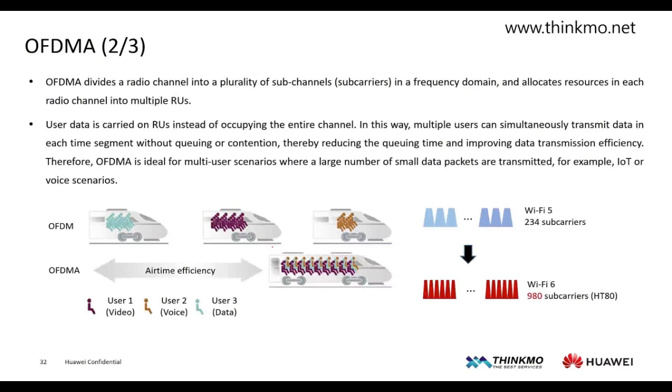This is also a major breakthrough between Wi-Fi 5 and Wi-Fi 6. OFDMA technology makes Wi-Fi 6 perform exceptionally well in handling multiple users concurrently. It solves the issue of multi-user competition present in Wi-Fi 5.